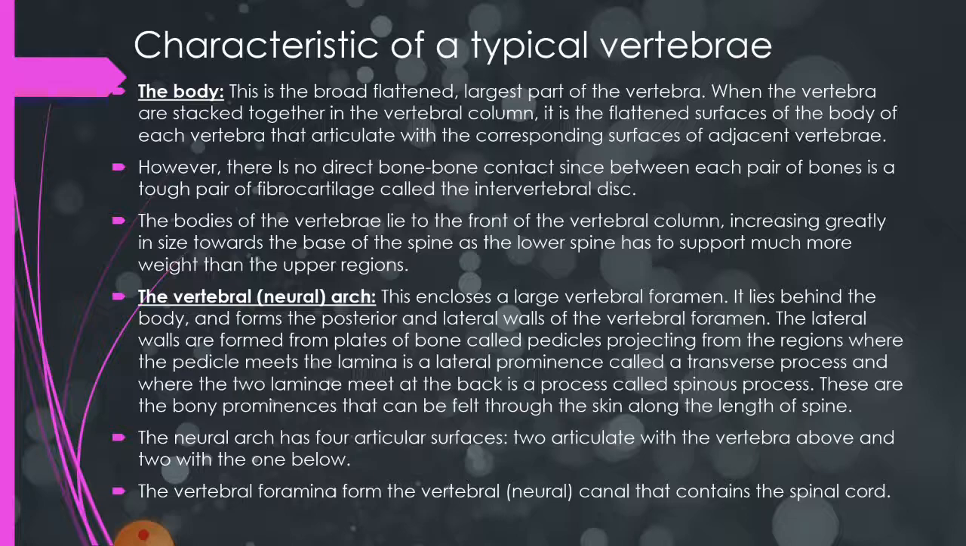The neural arch has four articular surfaces that we have already seen in the image. There were two articular surfaces that we call the superior articular processes or superior articular surfaces, and there were two articular surfaces below that we call the inferior articular processes. The vertebral foramen forms the vertebral neural canal that contains the spinal cord. So the vertebral foramina are responsible for the formation of the vertebral canal.